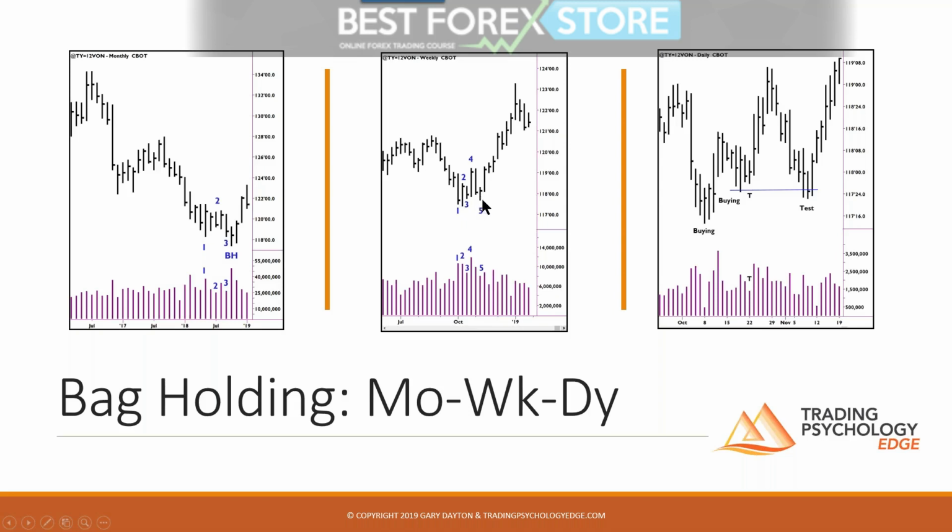It doesn't really matter what we call them, as long as we can see that the market's not going down and it's poised to go up. And we've got bag holding in the background. So this is what it would look like on the daily. This is 3 down here. This is 3 in here, 4 and 5 on the weekly. I should have labeled these, I apologize.